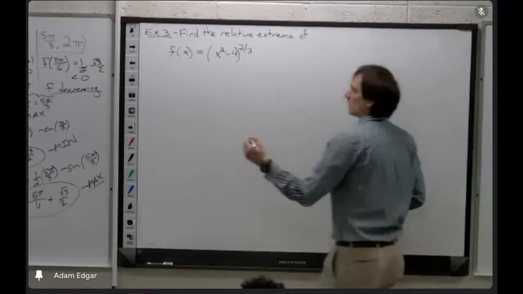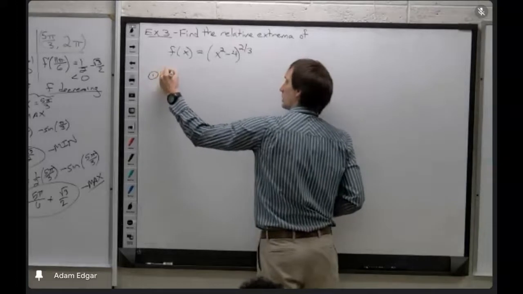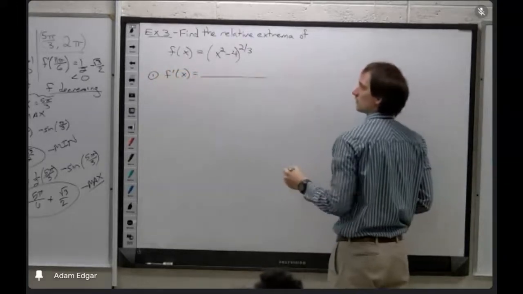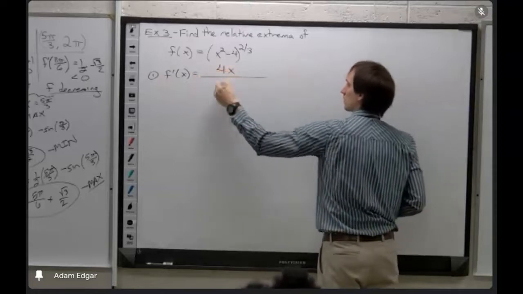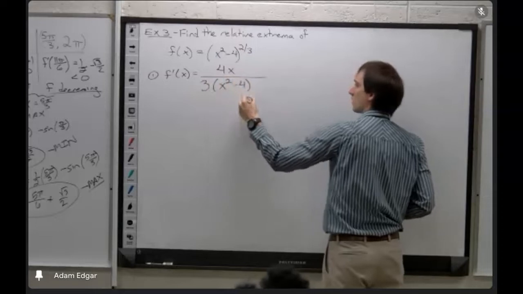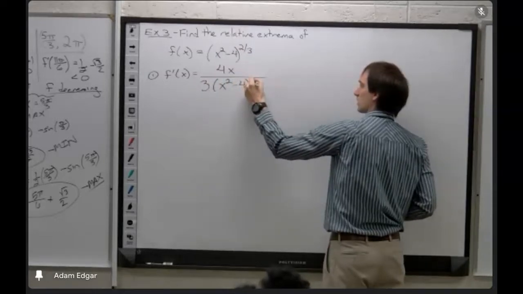All right, so step 1, you get your derivative. What is it? So 4x over 3 times x squared minus 4 to the 1/3.